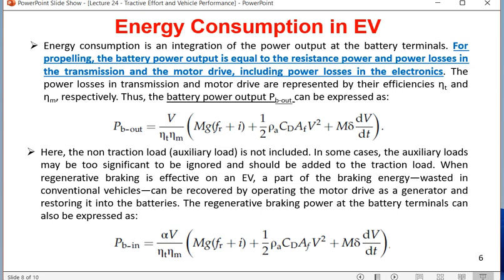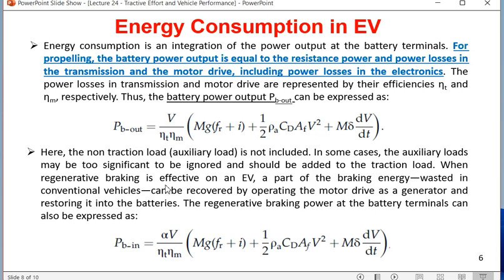The regenerative braking power at the battery terminals can be expressed as PB in. So you can find here, this is actually PB out. This is what is called the battery power output, for driving or propelling the vehicle forward, for traction. This is PB in, that means power which is coming towards the vehicle. Here the non-traction load, auxiliary load, is not included. In some cases, auxiliary loads may be too significant to be ignored and should be added to the traction load.